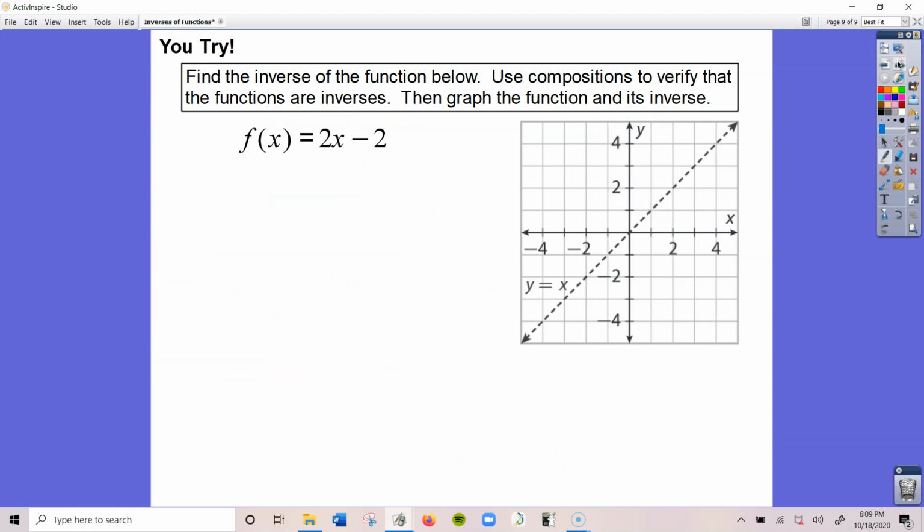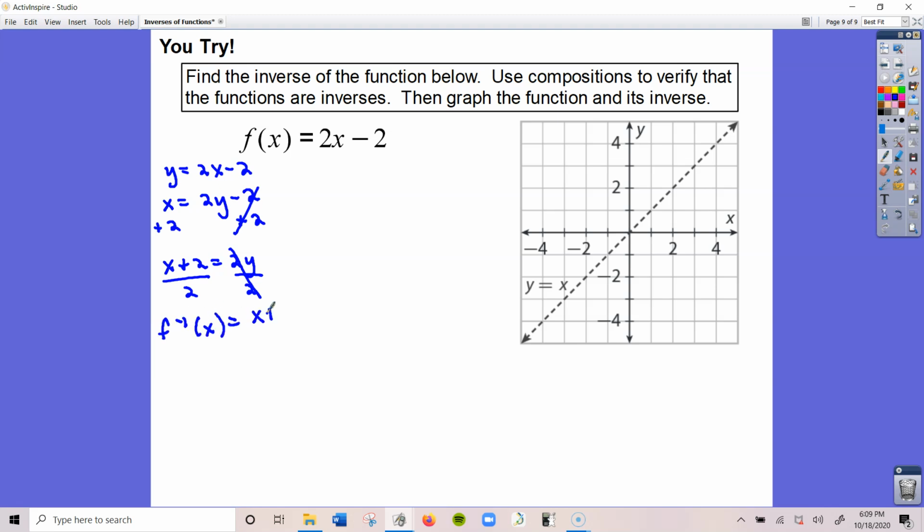Let's try this all over again just to make sure we got it. So our final example: we have f of x equals 2x minus 2. Remember, to find the inverse, replace f of x with y. Now we switch places with x and y. And now we're going to solve for y. So I'm adding 2 to both sides: x plus 2 equals 2y. And then we're dividing by 2. So my inverse is equal to x plus 2 all over 2.